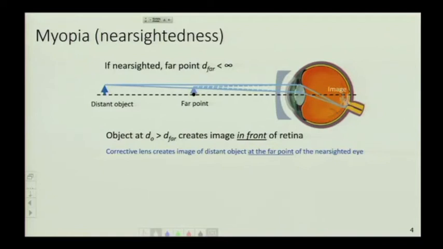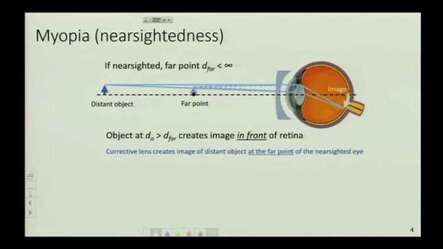So the object, the image moves from in front of the retina to on the retina. Okay, so in terms of how you think about doing this with the corrective lens, what you're doing is that you're saying, I have this object which is at this object distance. The furthest I can focus on an object is at my far point. So I need to create an image of that object at the far point.